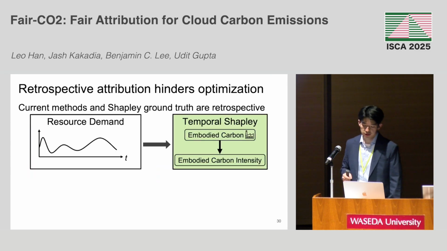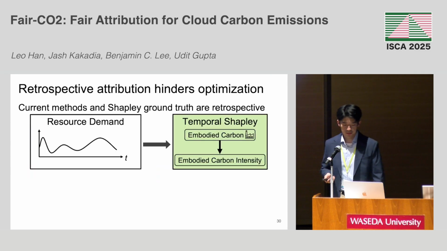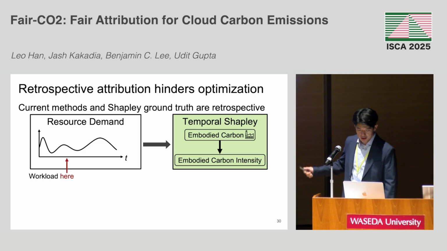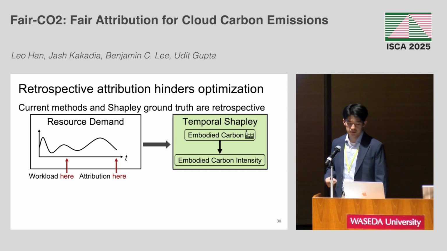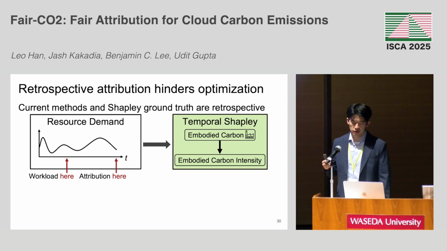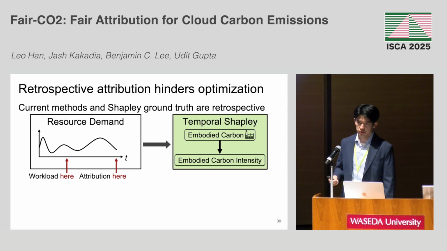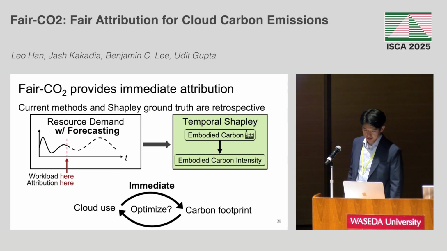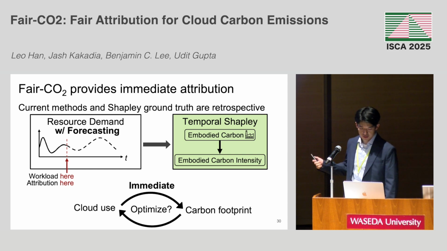However, we still have not addressed the problem of attribution being retrospective. Attribution can only happen once we have the resource demand trace, meaning that a workload running here must wait until the end of the attribution period, hindering optimization potential. But what if the workload wants to know its carbon footprint right away, or even before running? Fair-CO2 enables this with demand forecasting and live carbon intensity signals. Carbon attribution then becomes immediate, allowing for easier optimization.